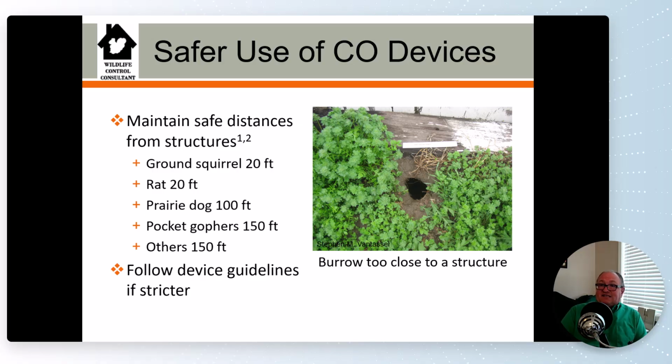Keep a safe distance away from structures. Now, this information comes from Colorado regulations, and I think, I could be wrong, but I think these are reasonable standards to use. I think this is responsible regulation, and I commend the Colorado Department of Agriculture for employing these.